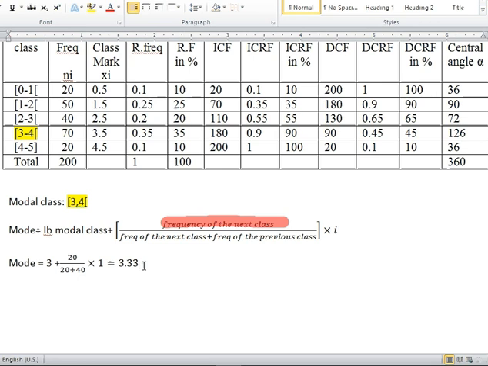Now, how to find the mode graphically? First of all, you have to graph the frequencies of each class.